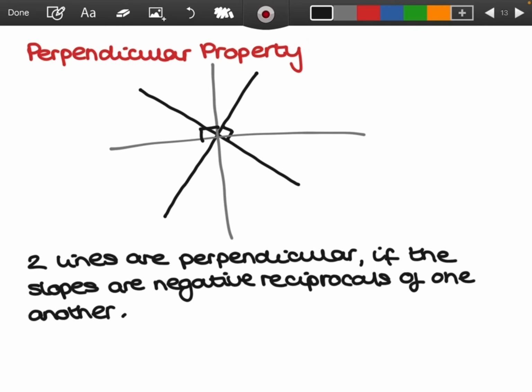Same actually holds true the other way around. If you've got two lines and you find their slopes and the slopes are negative reciprocals of one another, it means that they're perpendicular. So this is actually an if and only if argument. It works both ways. So two lines are perpendicular means that their slopes are negative reciprocals of one another, and if two slopes are negative reciprocals of one another, it means that the two lines are perpendicular. It works both ways. Okay.